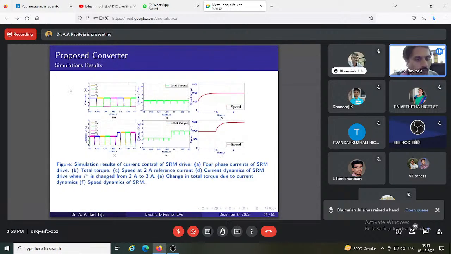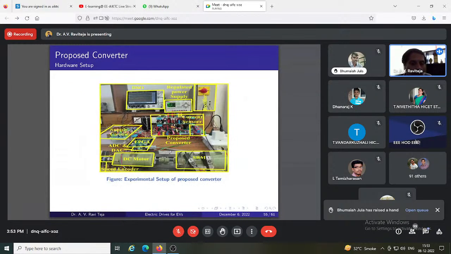This is the SRM winding phase currents, and if I give a higher reference also, I am able to track. Torque ripple is also reduced, and this is the speed response when the speed changes because there is a torque increase. Right? So this is the hardware setup we developed in the lab.